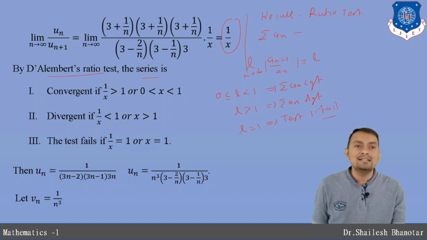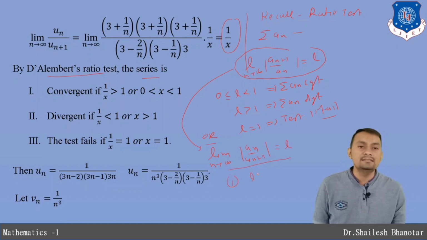But here if I assume the reciprocal of this one, then it will be the limit as n tends to infinity of the absolute value of a n divided by a n plus 1, and suppose you have the answer L. First condition, if L is greater than 1, then the series is going to be convergent, and if you get L less than 1, then the series is going to be divergent, and if you get L equal to 1, the test has failed. And you should keep that in mind.